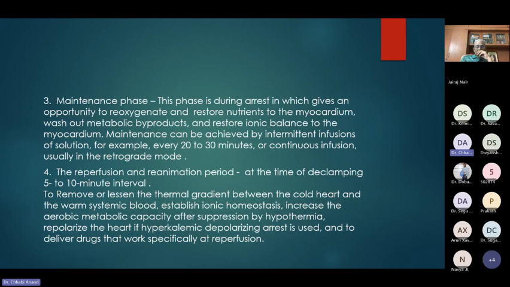The reperfusion and reanimation period occurs at the time of declamping, over a 5 to 10 minute interval, to remove or lessen the thermal gradient between the cold heart and the warm systemic blood, establish ionic homeostasis, increase the aerobic metabolic capacity after suppression by hypothermia, repolarize the heart if hyperkalemic depolarizing arrest is used, and deliver drugs that work specifically at reperfusion.